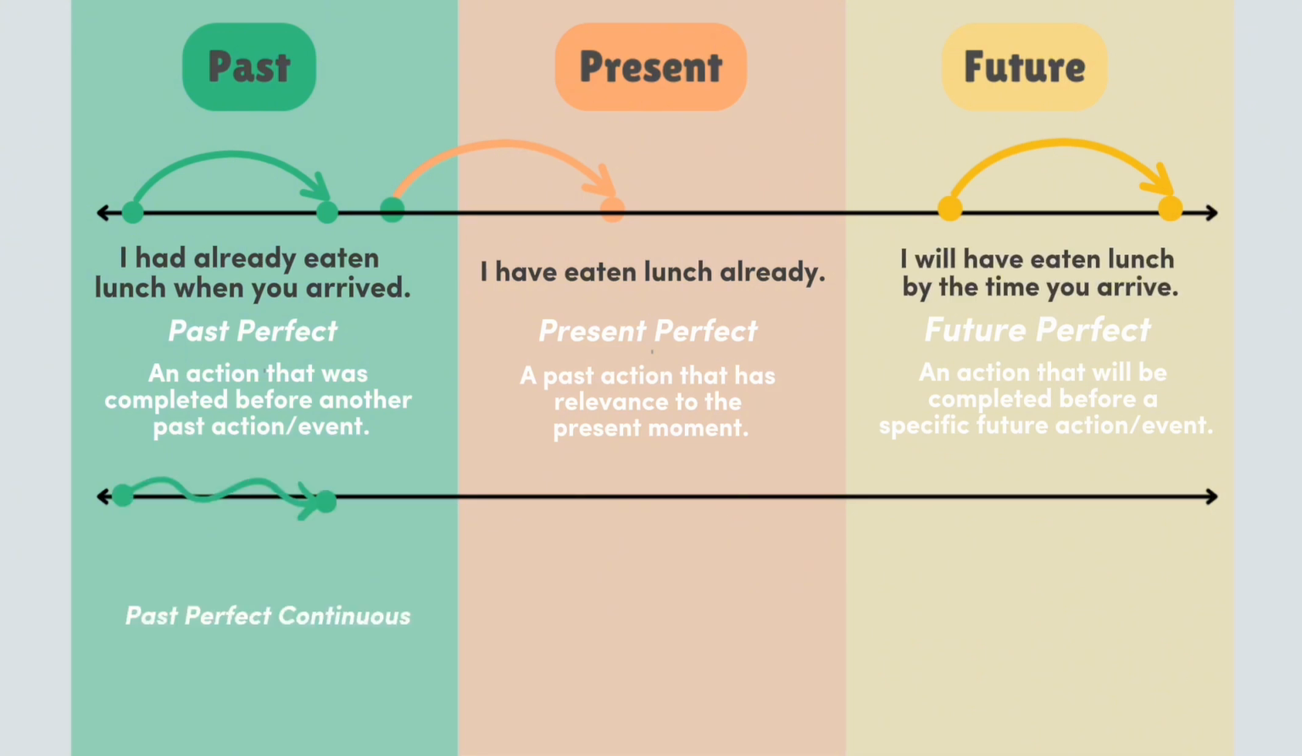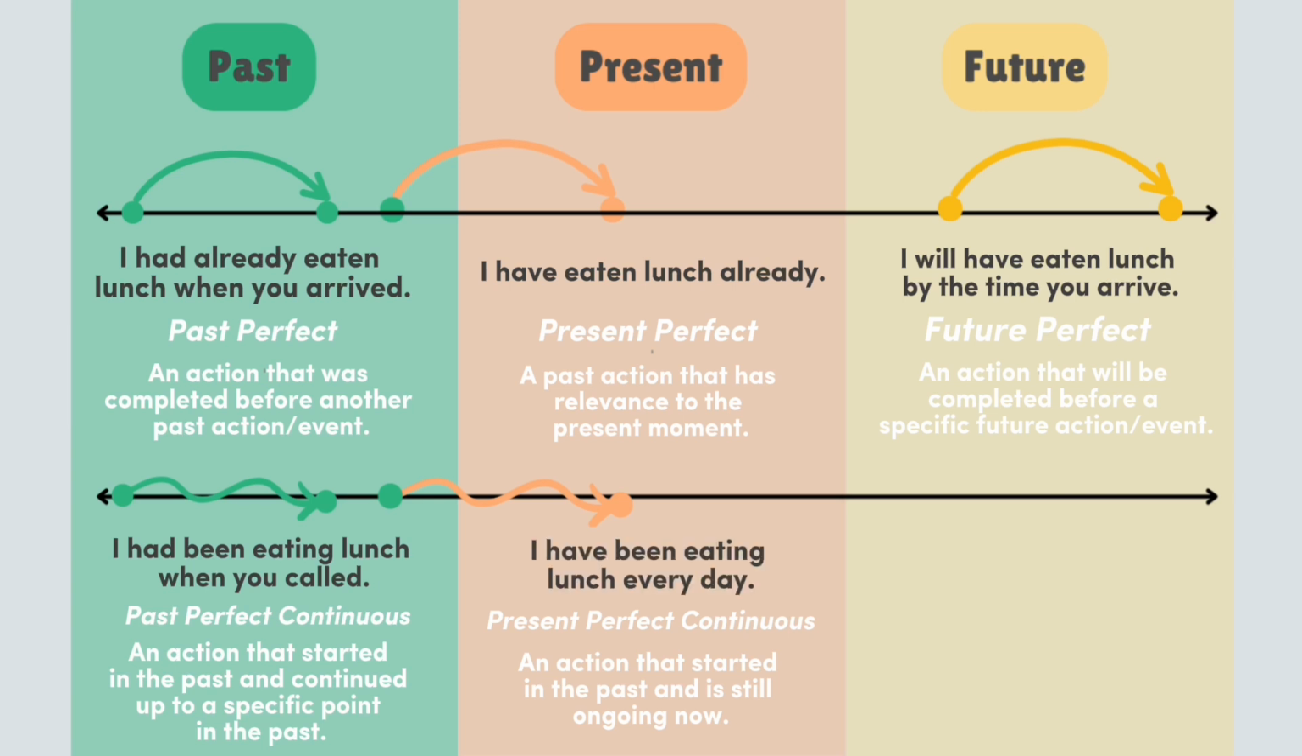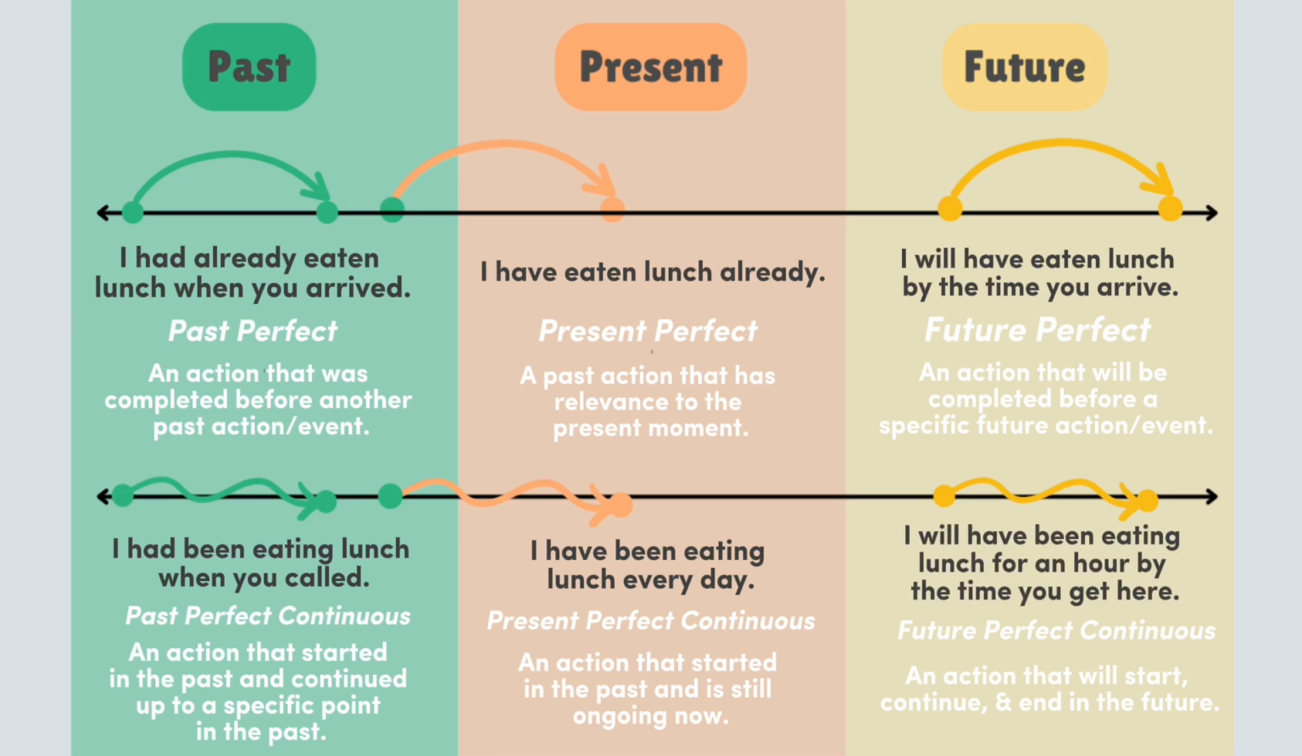Past perfect continuous shows actions that were ongoing in the past up to a certain point or before another action. I had been eating lunch when you called. Present perfect continuous indicates actions that started in the past and are still continuing in the present. I have been eating lunch every day. Future perfect continuous shows actions that will be ongoing up to a certain point in the future. I will have been eating lunch for an hour by the time you get here.